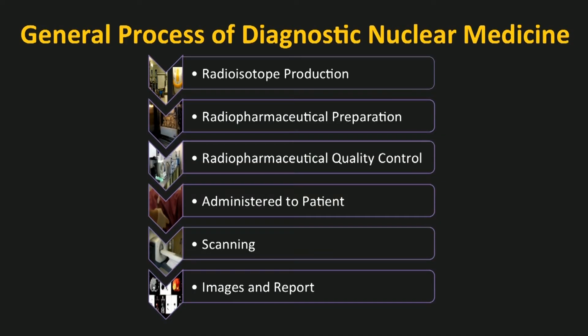This schematic outlines the overall process of diagnostic nuclear medicine from start to finish, from the production of the radioisotope to the reporting by the clinician. We will now discuss each step of the process and also further details in the section of the course.